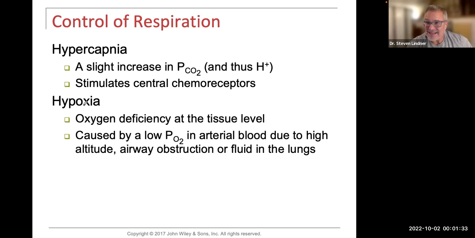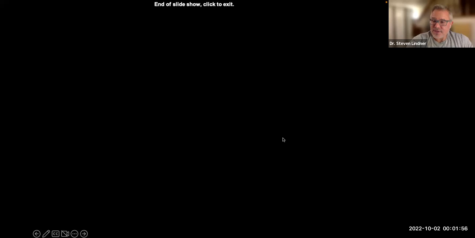There's hypoxia, which is a deficiency in oxygen level, and that's caused by low oxygen in the arterial blood. Could be due to high altitude, could be some sort of airway obstruction or fluid in the lung that can create that. That's where you use a pulse oximeter to simply look at what oxygen levels are.